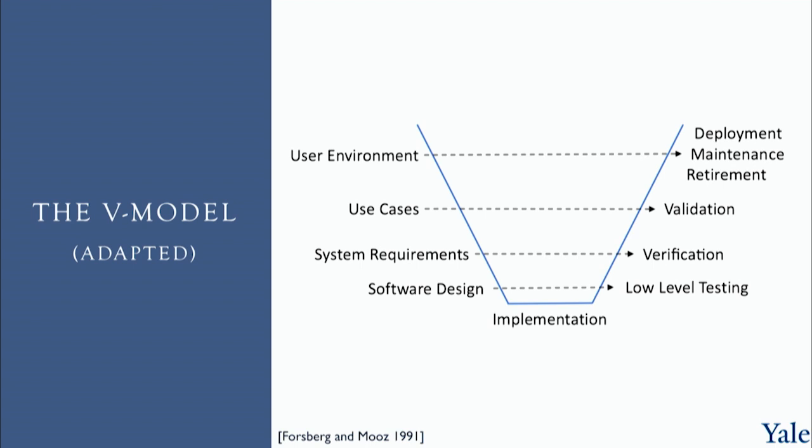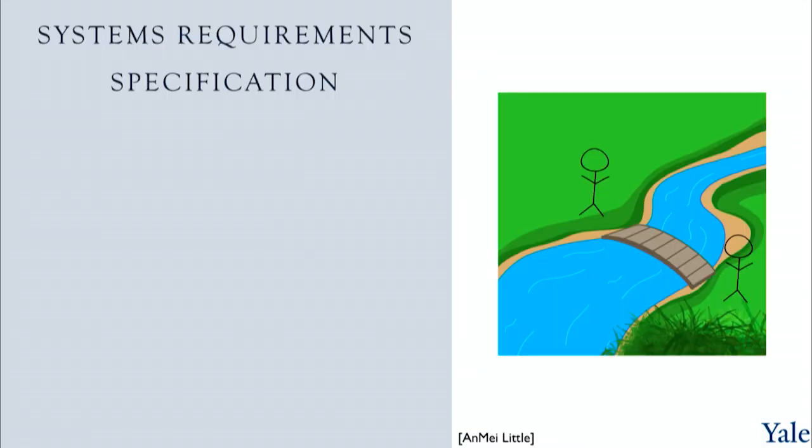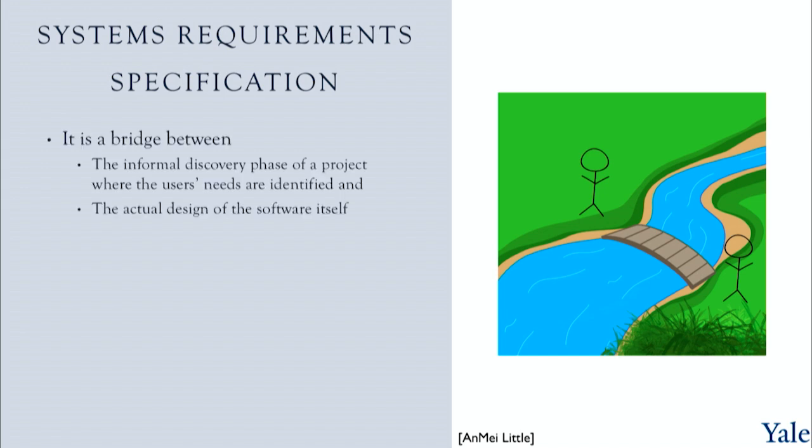So this is a V model, this is a life cycle design, and we're now at this next step down. We've dealt with the use cases and the user needs. We're now talking about systems requirements. The systems requirement specification is a bridge between the informal discovery phase of a project where the user needs are identified and the actual design of the software itself.